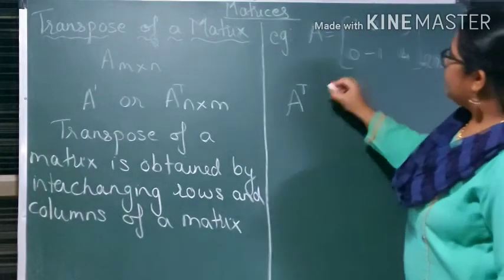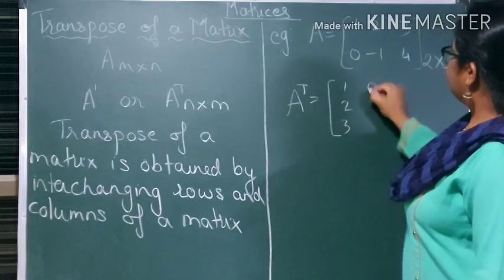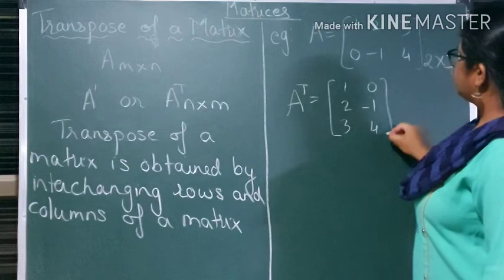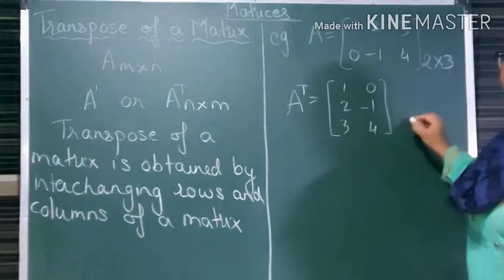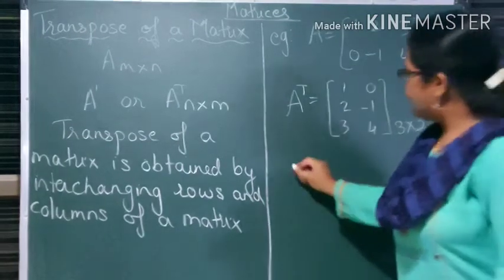So to obtain A transpose, the row will become column. The first row will become the first column and the second row will become the second column. So this is your A transpose. Now what is the order of this matrix? 3 by 2. Yes, but we will take one more example.